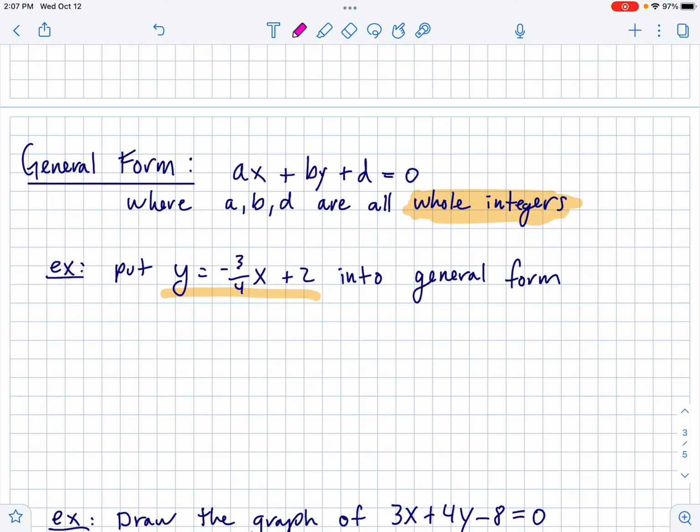Well, the first thing I don't like about this is the fraction. So what I'm going to do is take both sides and multiply them by 4, because then that will get rid of this denominator of 4. So we get 4y is equal to negative 3x plus 8. So the 4 got distributed to here and to here. Then we need to get everything on one side and set it equal to 0 with the x first. So if I scoot the x over to the other side, you get 3x plus 4y minus 8 is equal to 0. And then we are done.